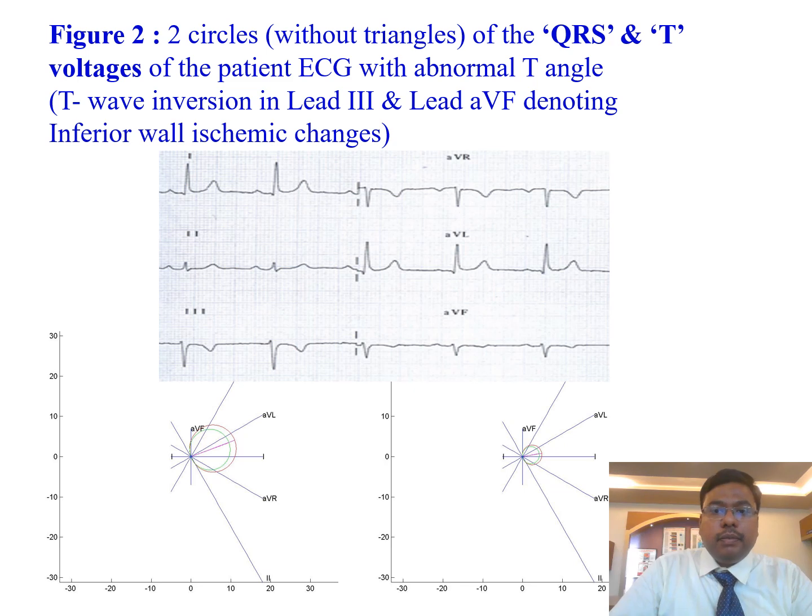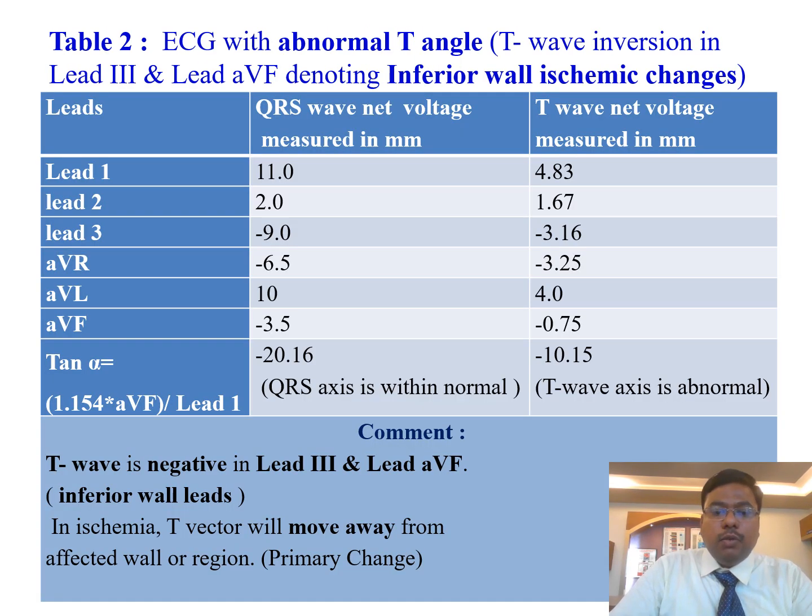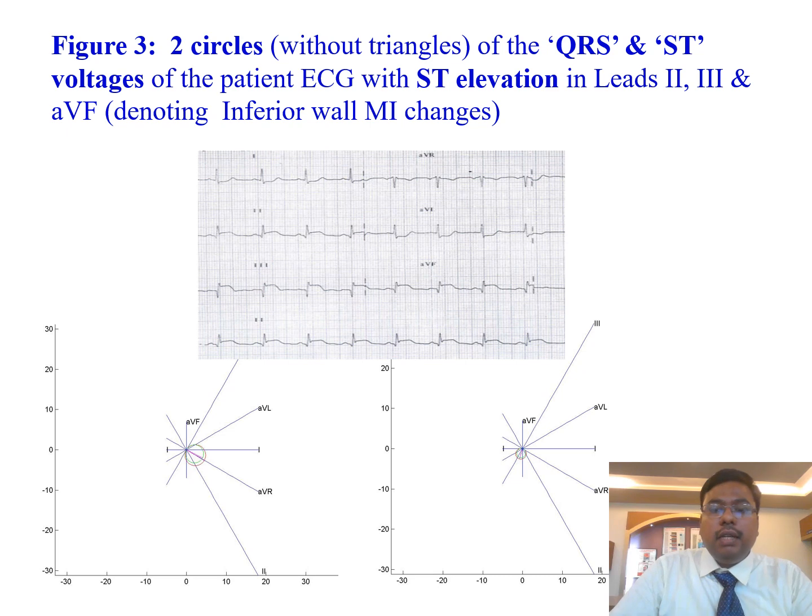The second one: T wave inversion seen in lead 3 and AVF. So the T wave vector is moving away from the inferior wall. The T wave vector is not in the left lower quadrant. It has shifted. In ischemia, the T vector moves away from the affected wall. This is a primary change. The third example: ST elevation seen in leads 2, 3 and AVF, denoting inferior wall MI.